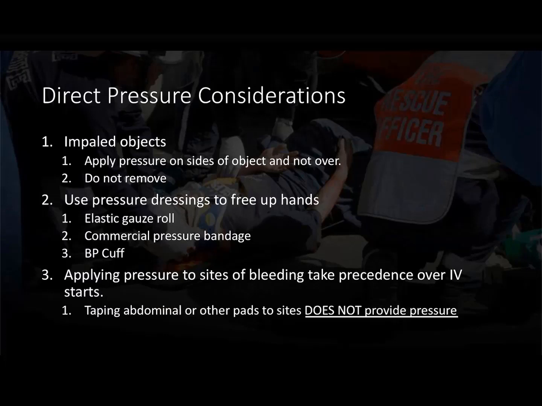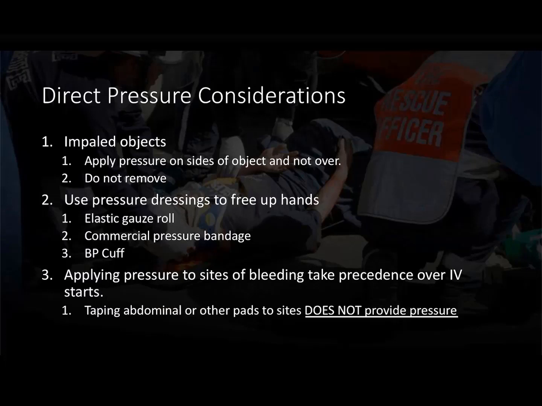When we utilize direct pressure, we can free up our hands by using things like the Curlex elastic gauze roll and wrapping it around tightly. Make sure that when you're wrapping it around, you're holding the amount of pressure that essentially you were achieving with your hands, but not enough pressure to cut off blood circulation distally.